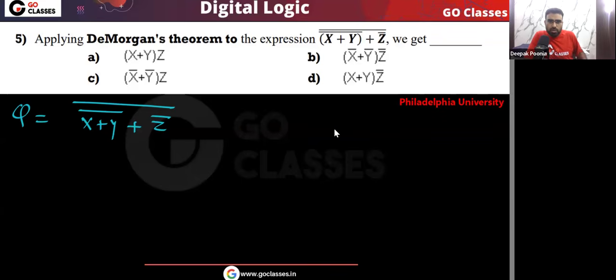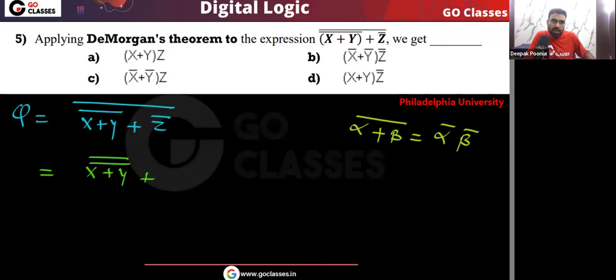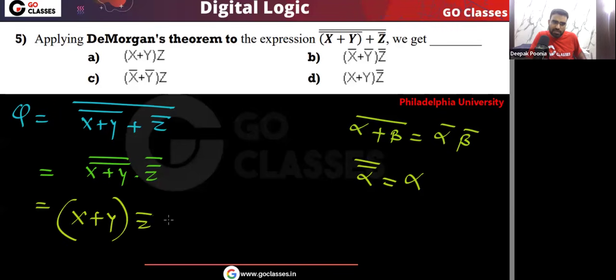Correct? Now, using the De Morgan law, we already know that (alpha or beta) whole bar is basically equal to alpha bar beta bar. So here what we are going to do, this will become ((x or y) bar) whole bar, and this OR will become AND. So it will be (z bar) bar again. Yes or no? Very simple. Now you can see alpha double negation will be the same as alpha. So finally we are getting (x or y) and z. That's it, this is the answer, (x or y) and z. The answer will be option A.